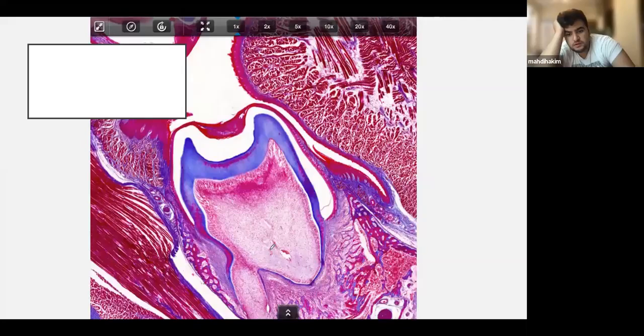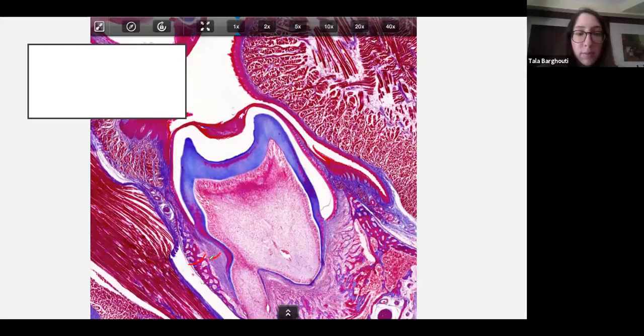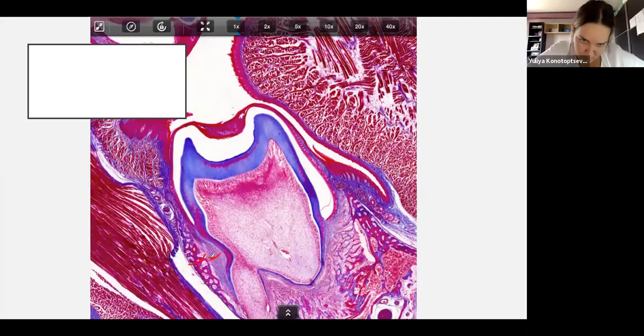What about cementum? Can we see cementum? Very good question. So we're going to go here. Now, bone. What is this? The periodontal ligament, very good. Again, it's my fault. I should have magnified this region. Next class, I will for sure.